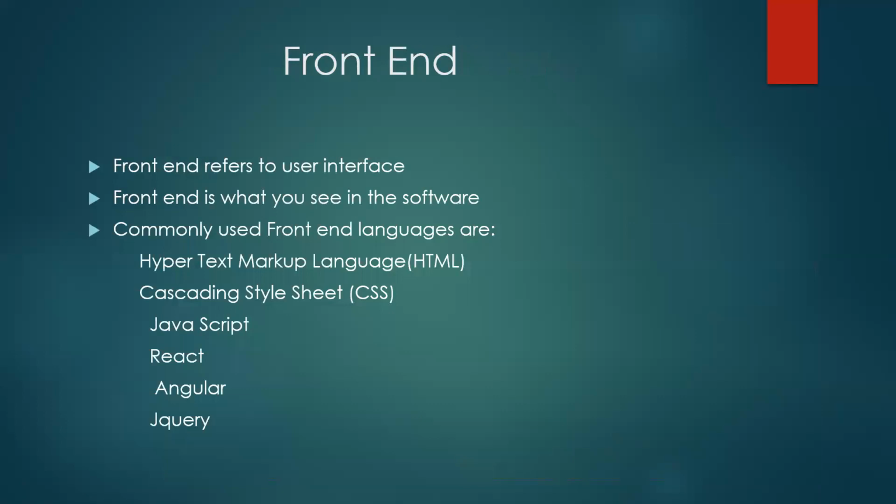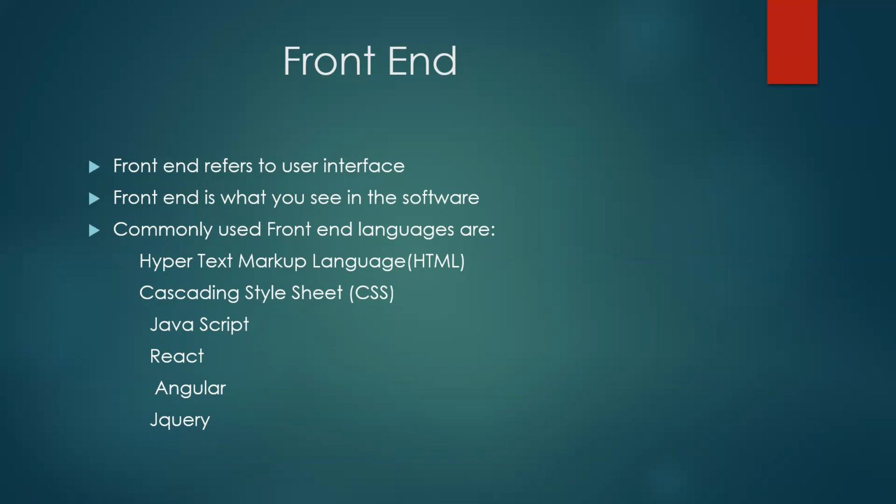So we will talk about front end. Front end refers to user interface, which we generally call UI. So UI is front end. User interface means the screens which we see in the software, the web pages which we see, or where we enter our data on the screens, on the pages.